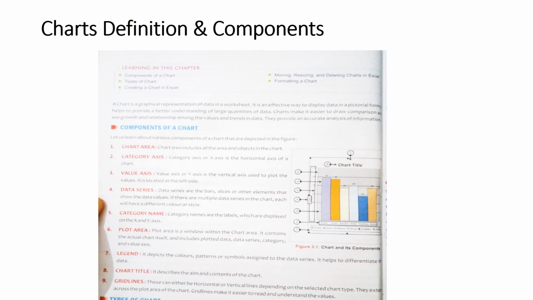Means all the area consisting of the chart area and the plot area, enclosed within some lines, are known as the grid lines, and these grid lines can be standing lines, that is the vertical lines, or sleeping lines, that is the horizontal lines. It depends on the type of chart we have selected. Fine. And they extend across the whole of the plot area of the chart.